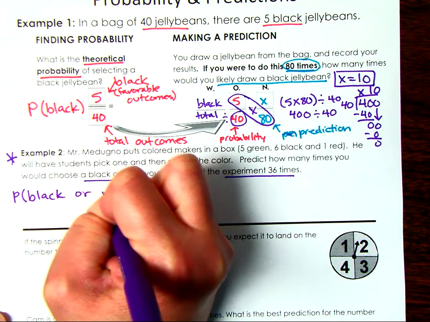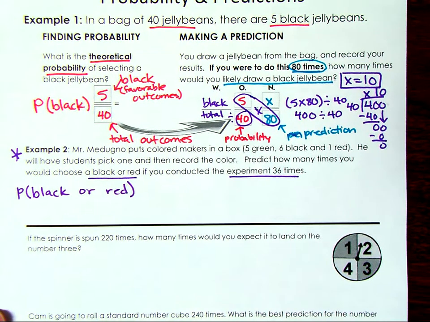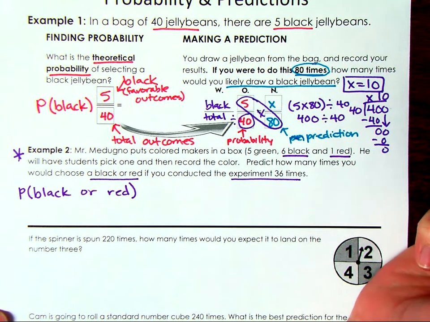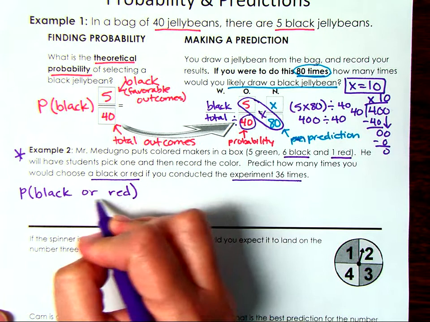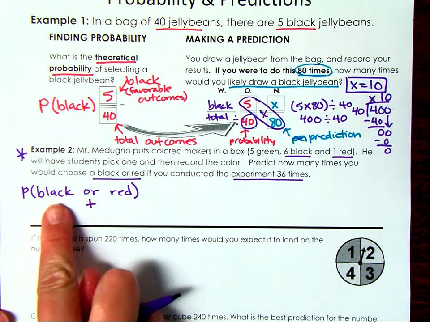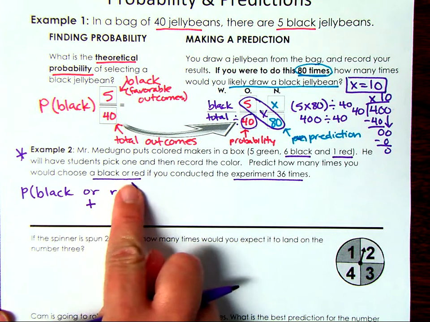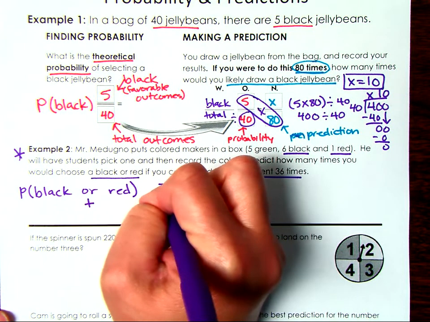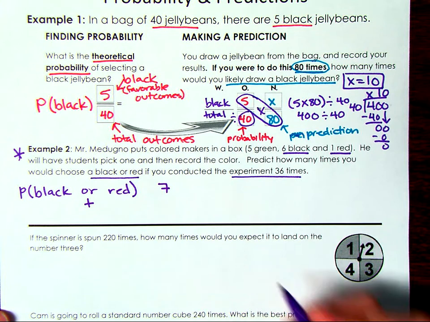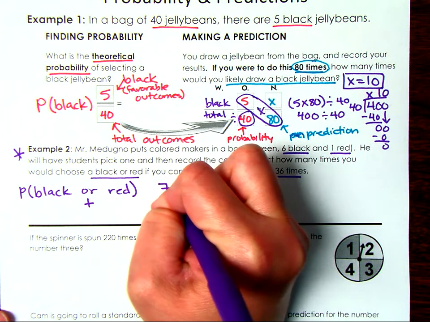or red. So we see that there are 6 black and 1 red. So when we look at that or in probability, that means we're actually going to add them together, because 6 are black and 1 is red, so that covers 7 of your numbers. So 7 favorable outcomes that are black or red. So that's going to be my numerator.